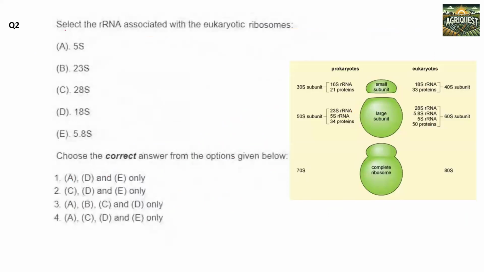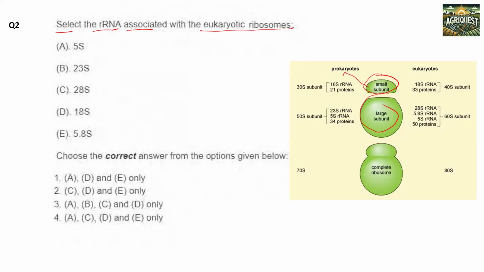The second question is to select the rRNA, ribosomal RNA, associated with the eukaryotic ribosome. Both prokaryotic and eukaryotic ribosomes contain two subunits. You always know this is a small subunit and this is a large subunit.